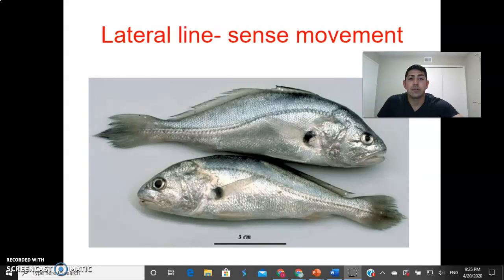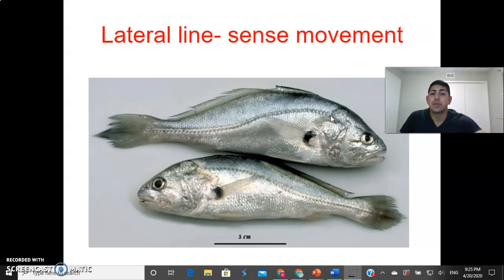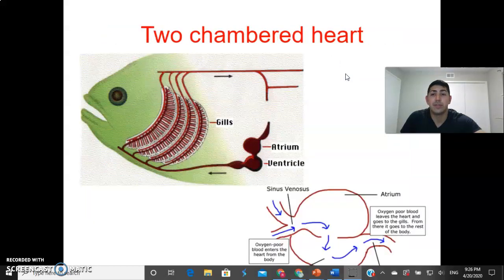They also have a lateral line which senses movement. We learned about this when we talked about sharks. They have this organ along their side that basically, as water gets displaced, it moves these little cilia within this lateral line, and it lets them know where that water was displaced. In the case of the sharks, it tells them where food might be, and in the case of fish, it might tell them where a predator is.